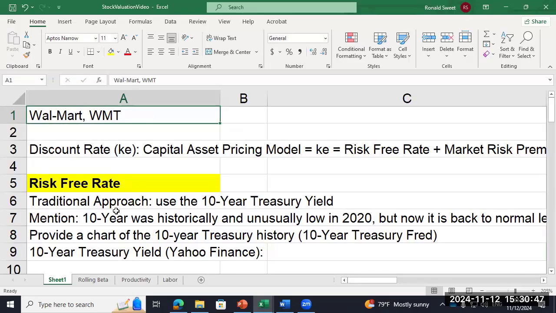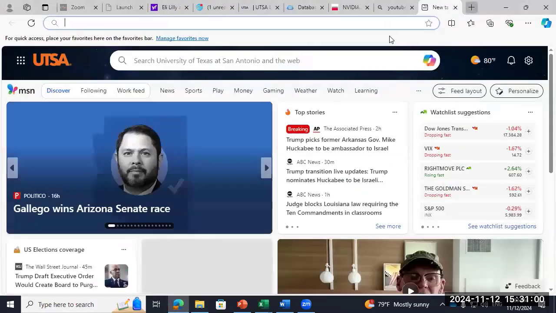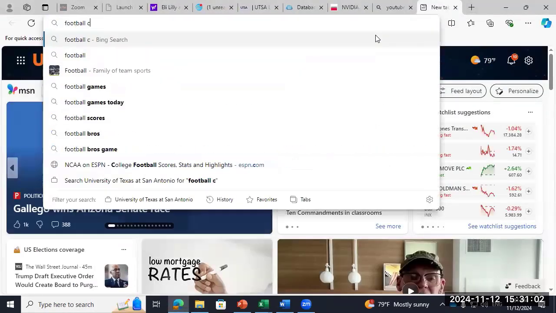I'm not asking y'all to do scenarios, but I do recommend it. We'll talk some about it. I might do one for y'all to show how you can do a kind of data table. Ultimately, in my security analysis class, they're required to do a football chart.